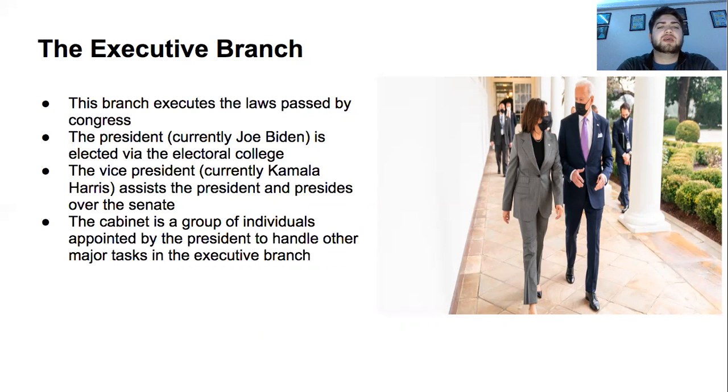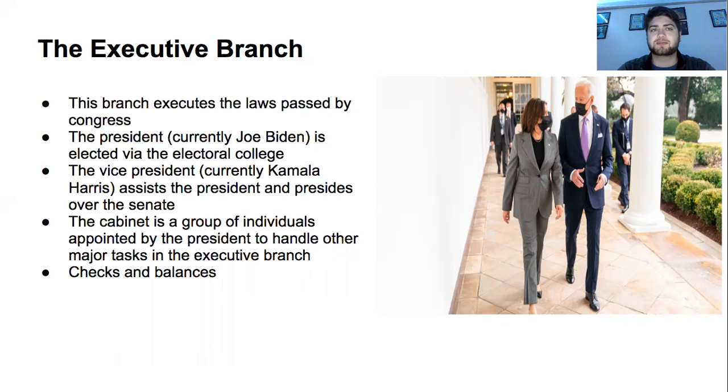And the cabinet is a group of individuals appointed by the president to handle other major tasks and assist the president. There are major parts of the executive branch, so that includes your Secretary of State, your treasurer, people like that, the Joint Chiefs of Staff on the military side of things. So those are important people to remember from the executive branch. Like the FBI, enforcing the law would also be a part of this executive branch.